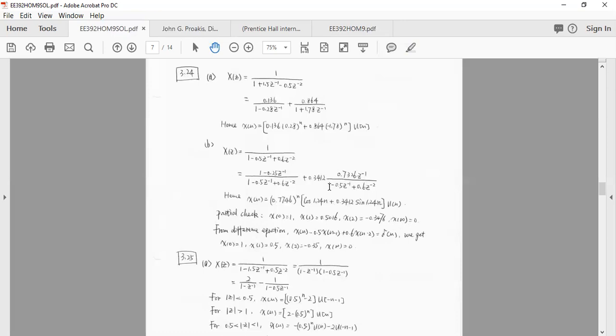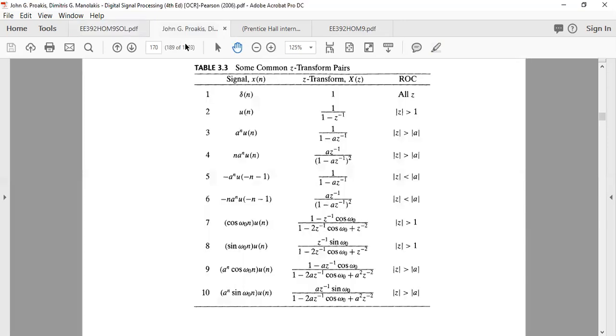So in that case, the inverse Z transform that we have obtained by manipulating this equation and rewriting it in terms of sine and cosine is equivalent.